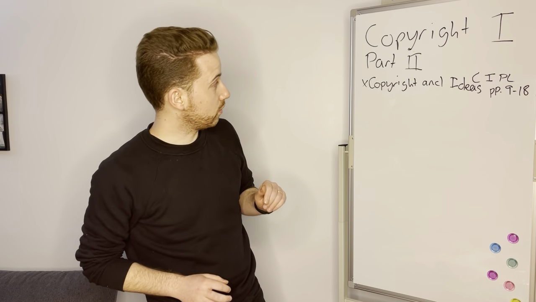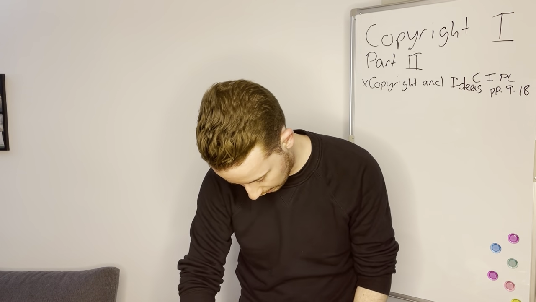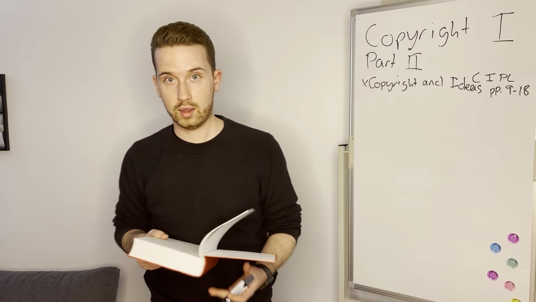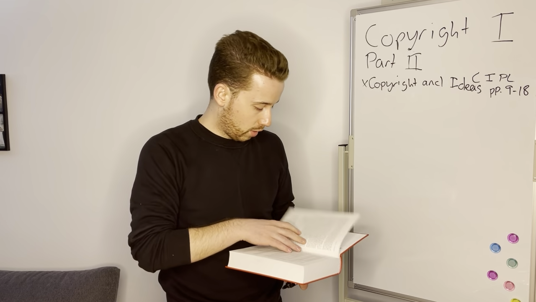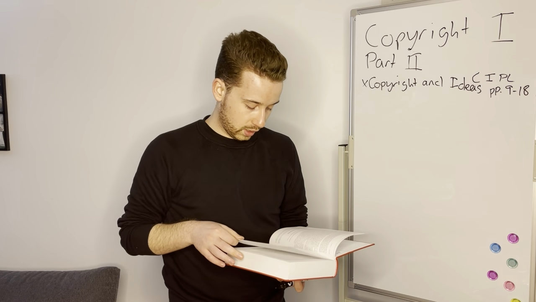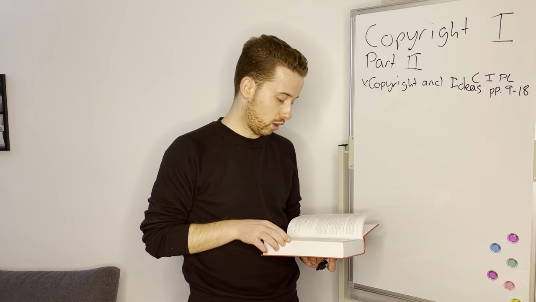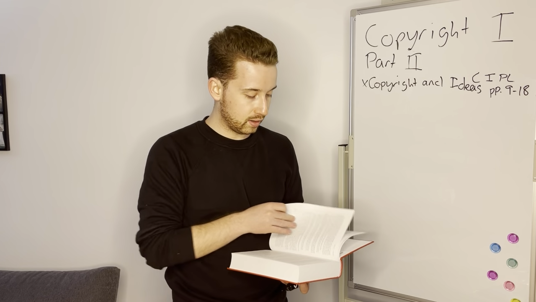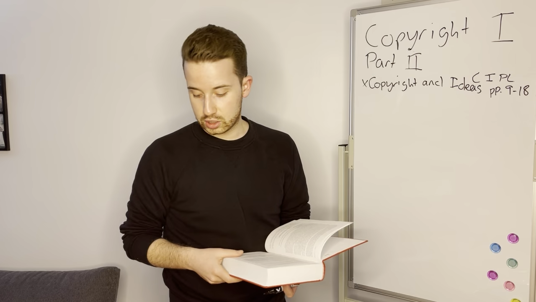This is Copyright 1, Part 2. And in Parts 2 and 3, we are introduced to three key concepts in what makes something copyrightable. The first one is the distinction between facts and ideas and works which can be the subject of copyright. The second is fixation, and the third is originality.